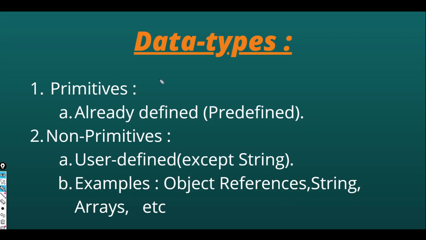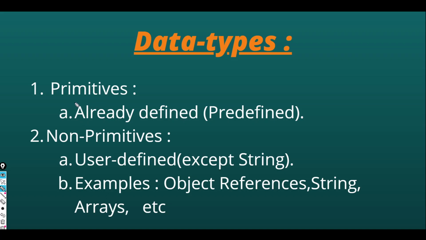So, the data types. The data types are classified into primitives and non-primitives. Don't worry about the non-primitive for now, it will be clear as we move further. But for now we'll just say what the basic difference between them is.